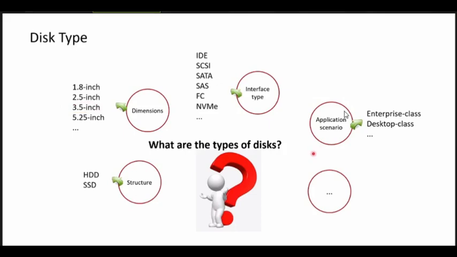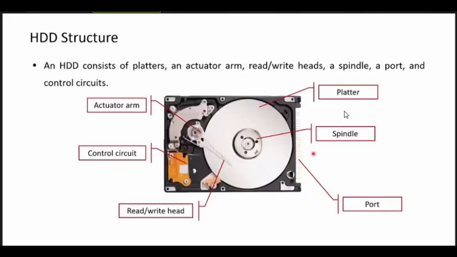So it's all situational. Okay. Now we look at the structure. A lot of questions can come out from here, so I'll go through them one by one. So this is a structure of a hard disk drive.